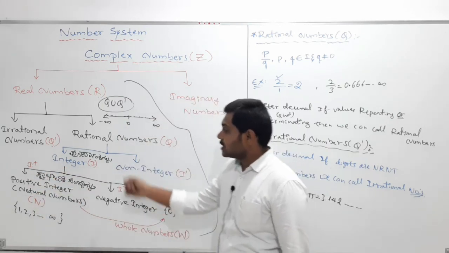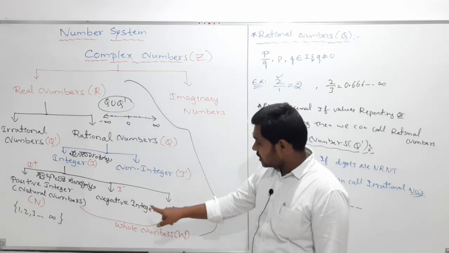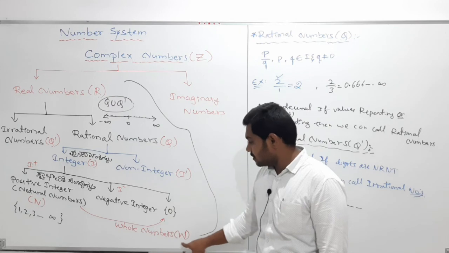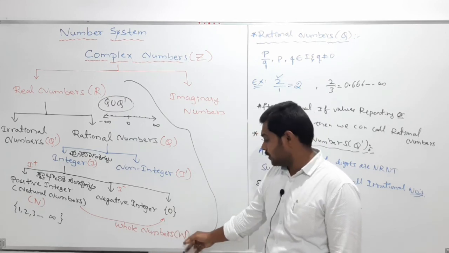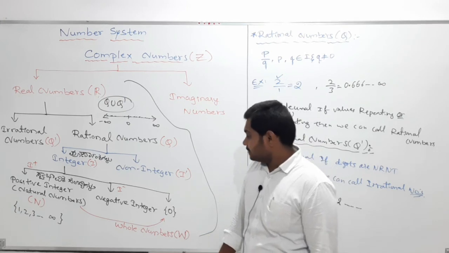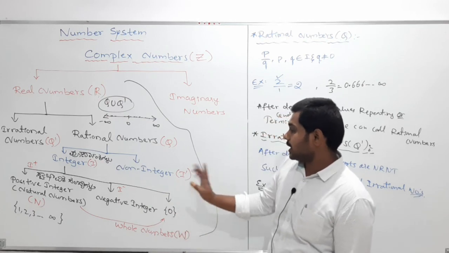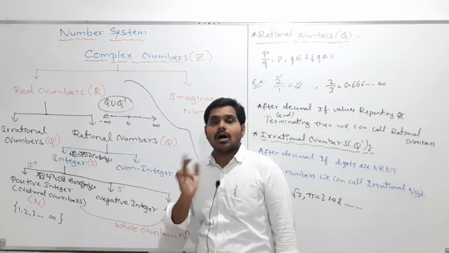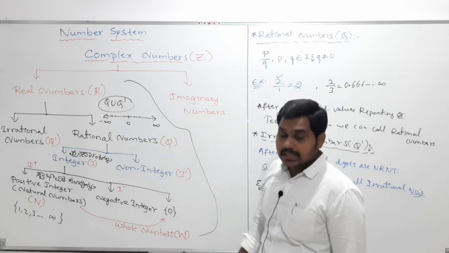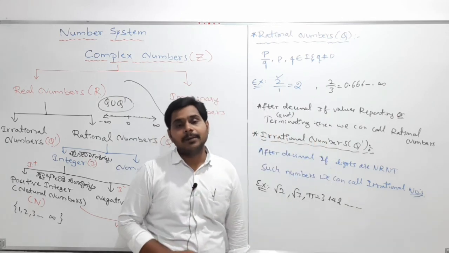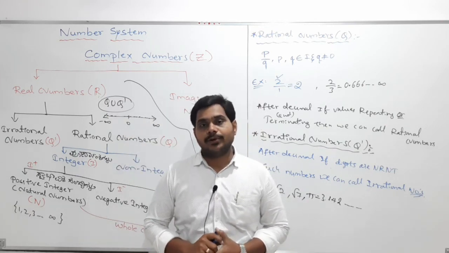And now, my dear students, if you include 0 with the natural numbers, such numbers we can call whole numbers, and the symbol for whole numbers is capital W. And please remember, 0 is neither a positive nor a negative integer. So this is all about the number system, my dear students. Still, if you have any doubts, you can comment, I'll reply. Clear? And the remaining we'll discuss in the next video. Thank you.